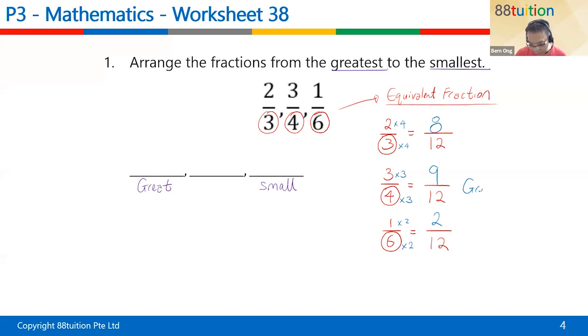Who is the number 1? Biggest. This is the greatest. But please do not write 9 over 12 here. Children, do not write 9 over 12 here. Very dangerous.